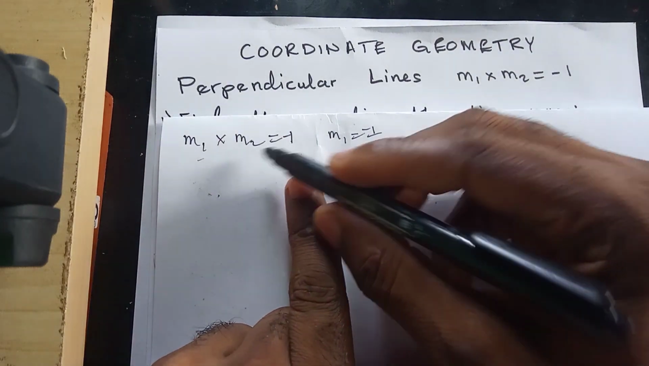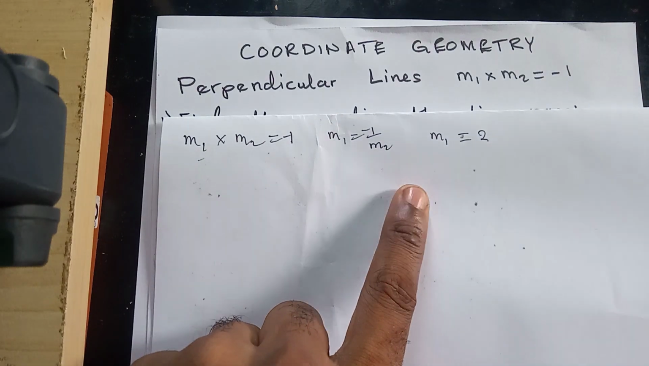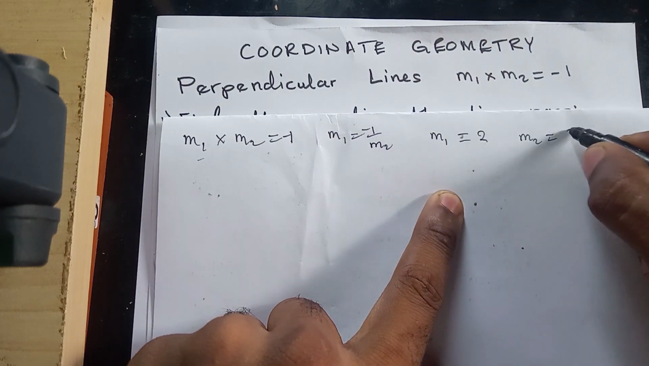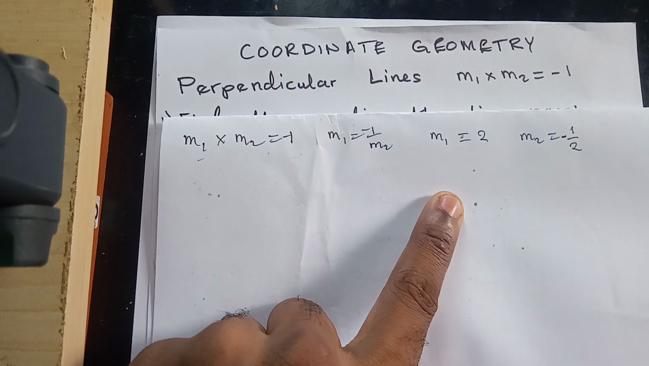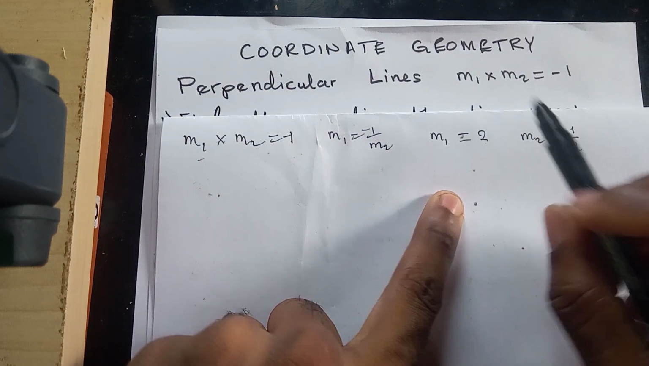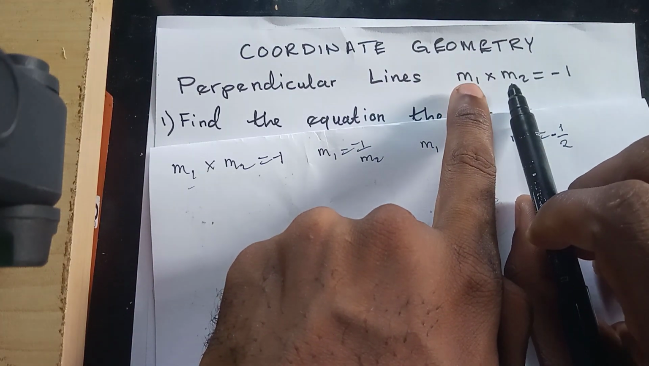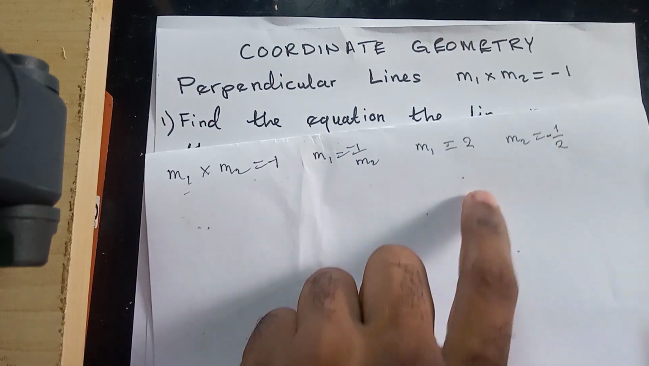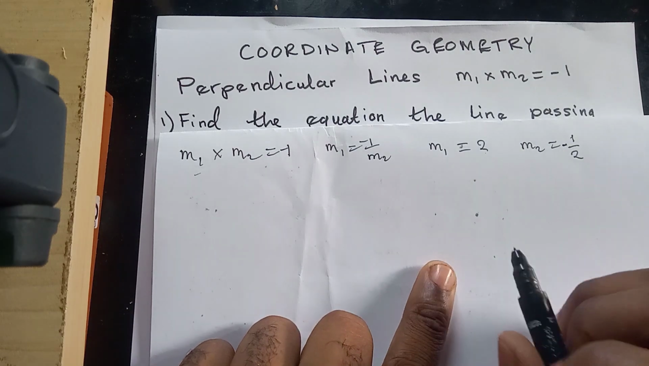So let's say the gradient of one line is 2. Then the gradient of the other line will simply be the reciprocal of this, which is 1 over 2, but negated. So it will be a negative number. Remember, the only time you can have a negative after multiplying two numbers is when the signs are different. So one must be positive, the other one must be negative. Otherwise, your answer will not be a negative number.